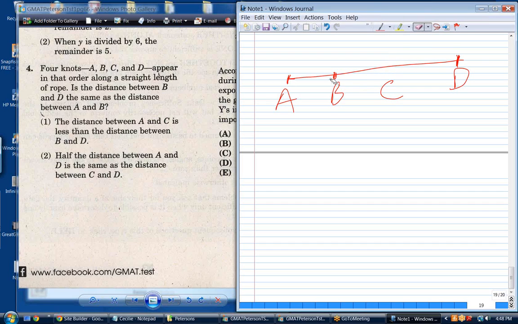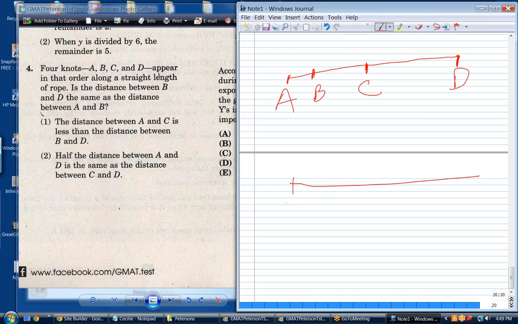Okay, let's change my picture around a little bit to reflect that. The distance between A and C, so I'll make C right there, and I'll make B over here. So now AC is less than BD. And what we're trying to figure out is whether the distance between B and D is the same as the distance between A and B. Well, right now the answer would be no, it's not. But can you draw it so that it is? Yeah, good question. Let's see if I can.